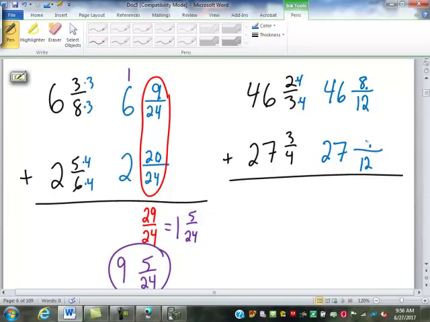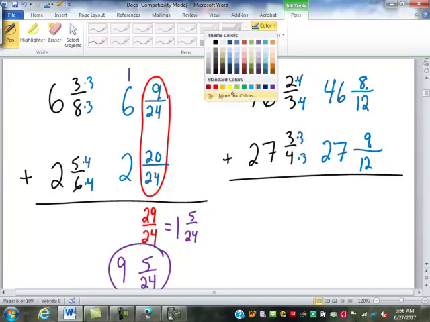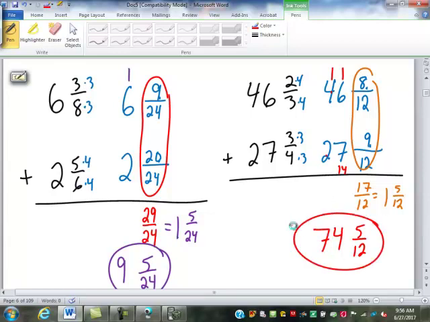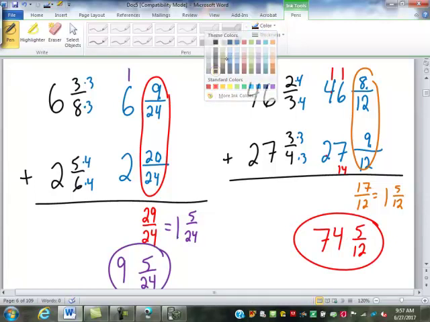What goes here? 9. Good. 4 times 3 to make 12. 3 times 3 is 9. So we go ahead and add. 8 twelfths and 9 twelfths makes 17 twelfths, which is 1 and 5 twelfths. Very good. So we are going to keep the 5 twelfths and carry the 1. 1 and 6 is 7, plus 7 is 14. So keep the 4 and carry the 1. 1 and 4 is 5, plus 2 is 7. 74 and 5/12. Any questions?